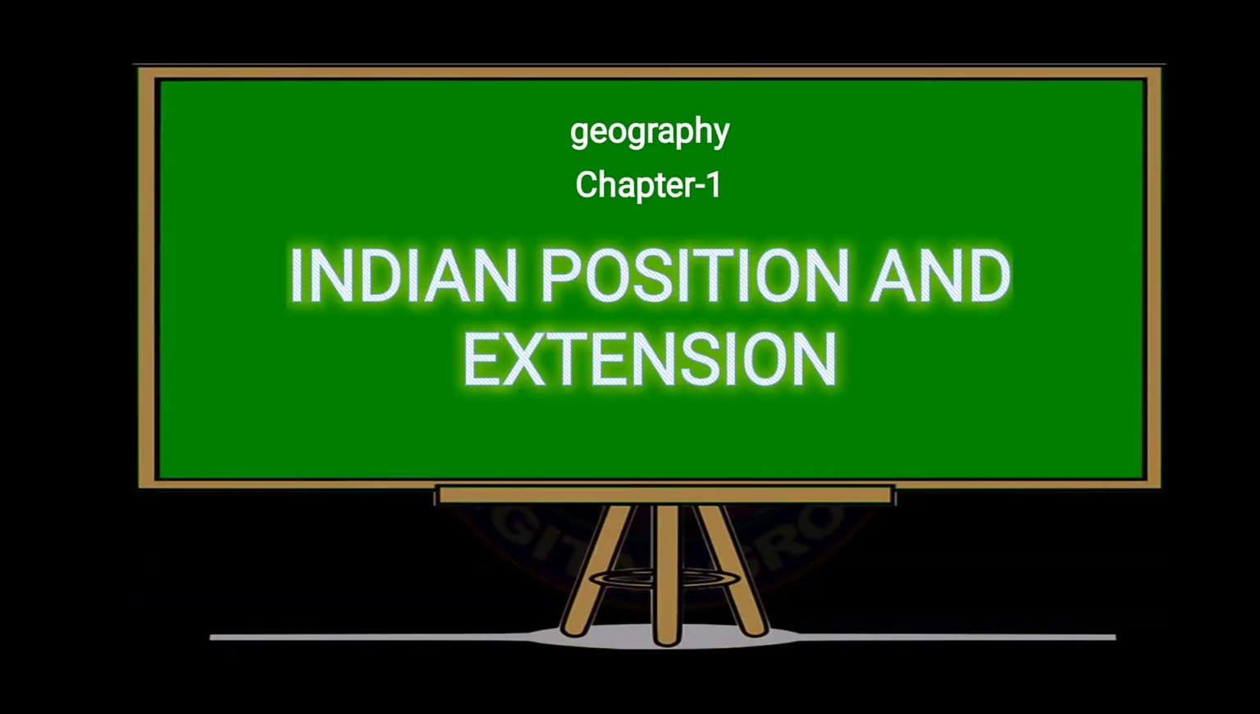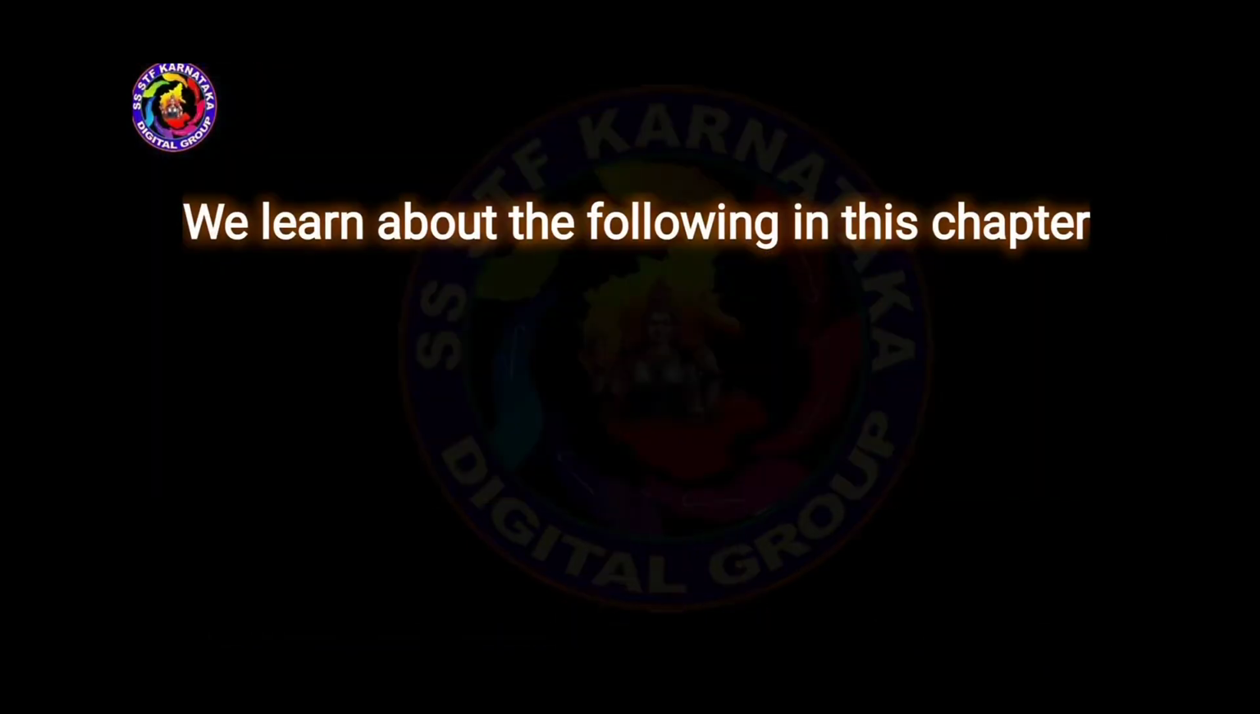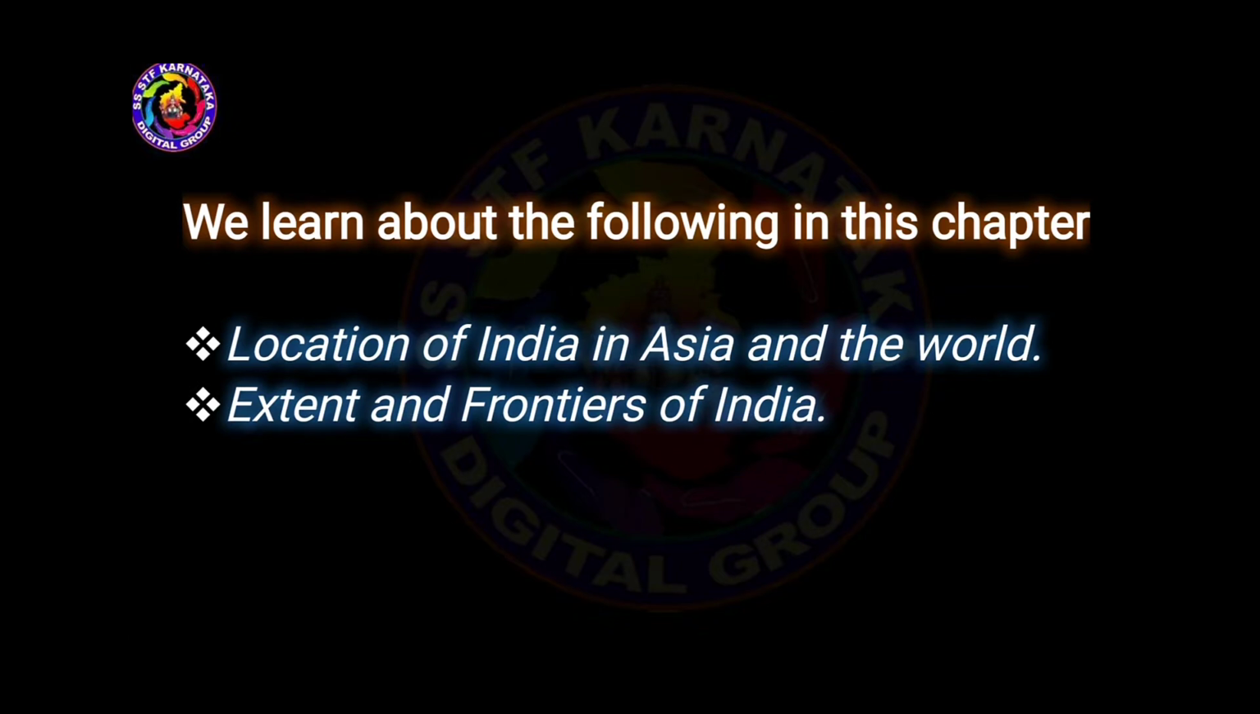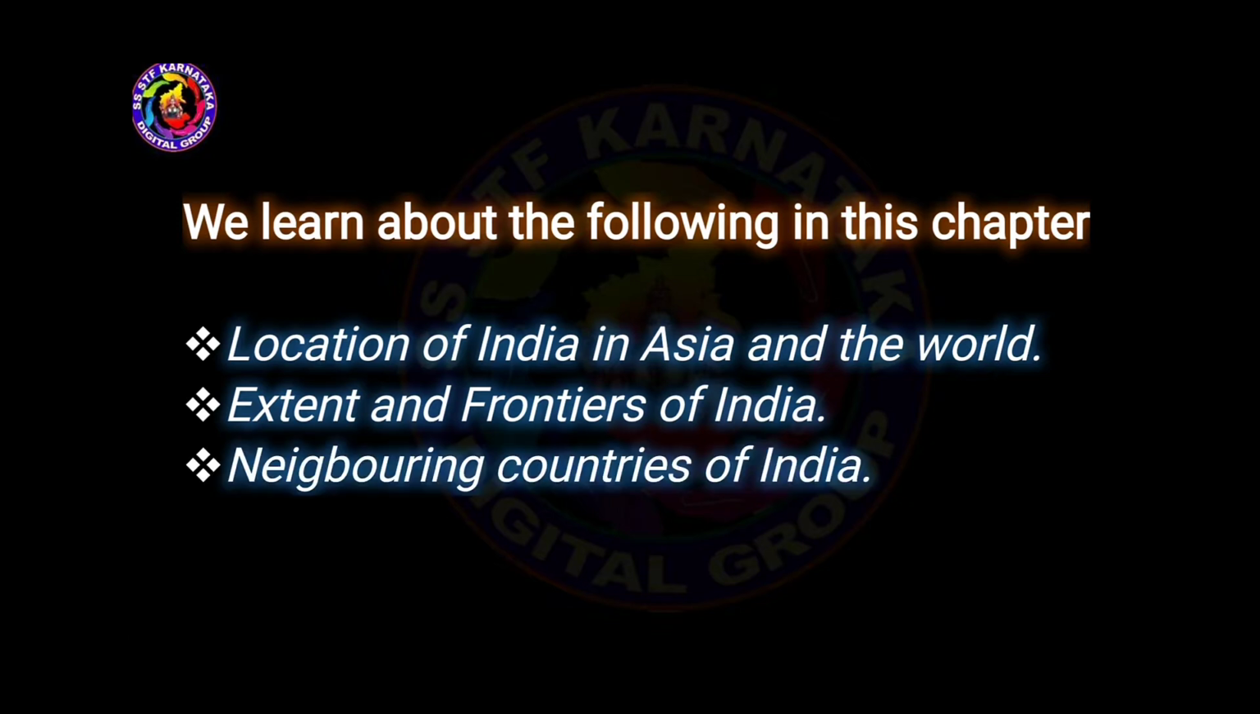Indian Position and Extension. In this chapter, we are going to learn the location of India in Asia and the world, and the extent and frontiers of India. Extent means the area and frontiers means the borders, the neighboring countries of India. So, location: where does India lie in the world map as well as in the Asia map?